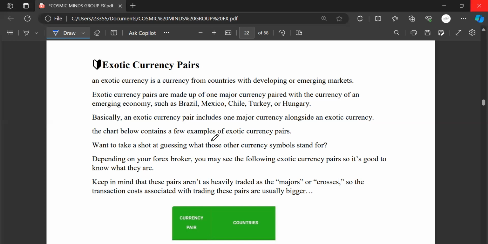So with that, pairing with any currency from the emerging economies, right? And the emerging economies are listed here. You have Brazil, you have Mexico, you have China, Turkey, and then Hungary, right? So if any of the major players are paired with this, then that makes them exotic pairs. That is it. Basically, an exotic currency includes one major currency alongside an exotic currency, right? The chart below contains a few examples of them. Let's not waste time. Let's just look at them.